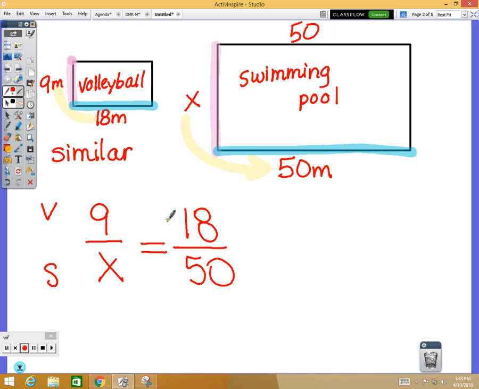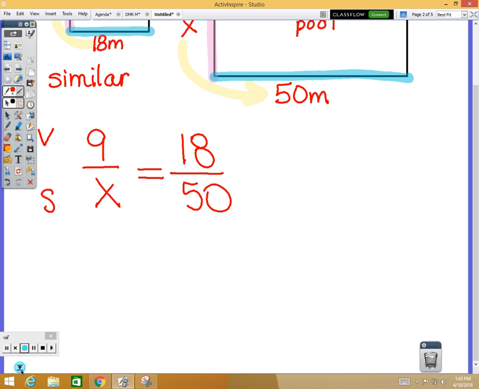And then we've talked about how to solve proportions. This proportion is one of the more simple proportions where we really can just think, oh, well, I know that 9 times 2 is 18, so what times 2 is 50, and that would be your 25, right?